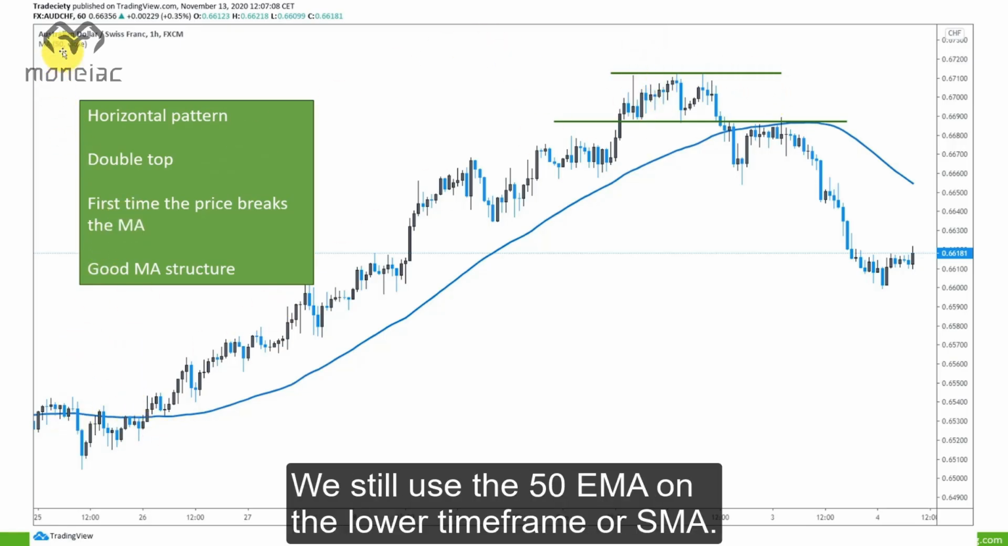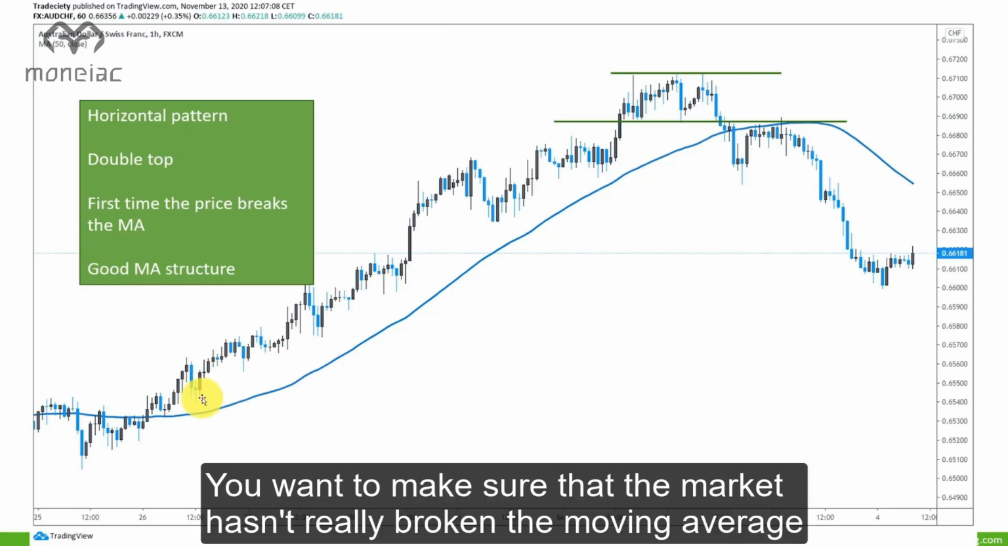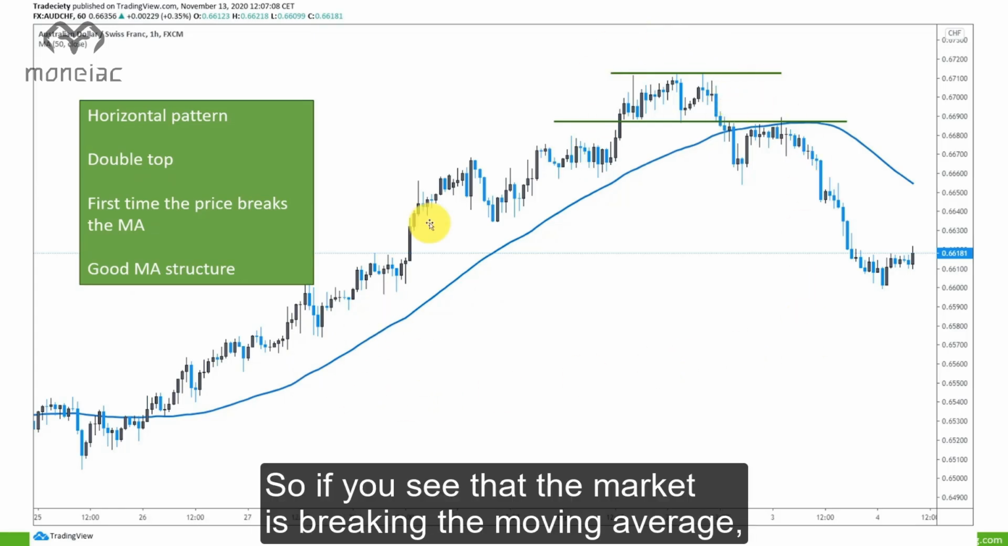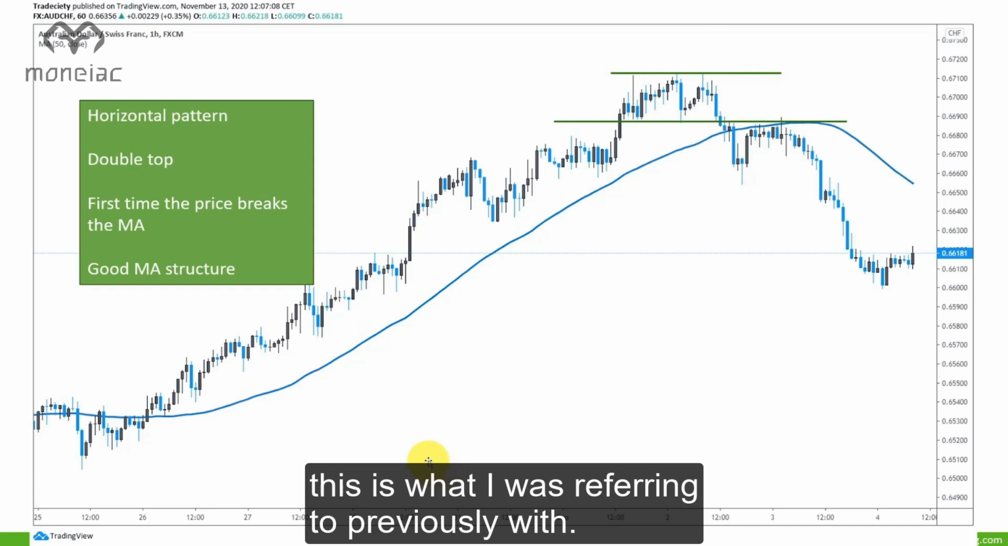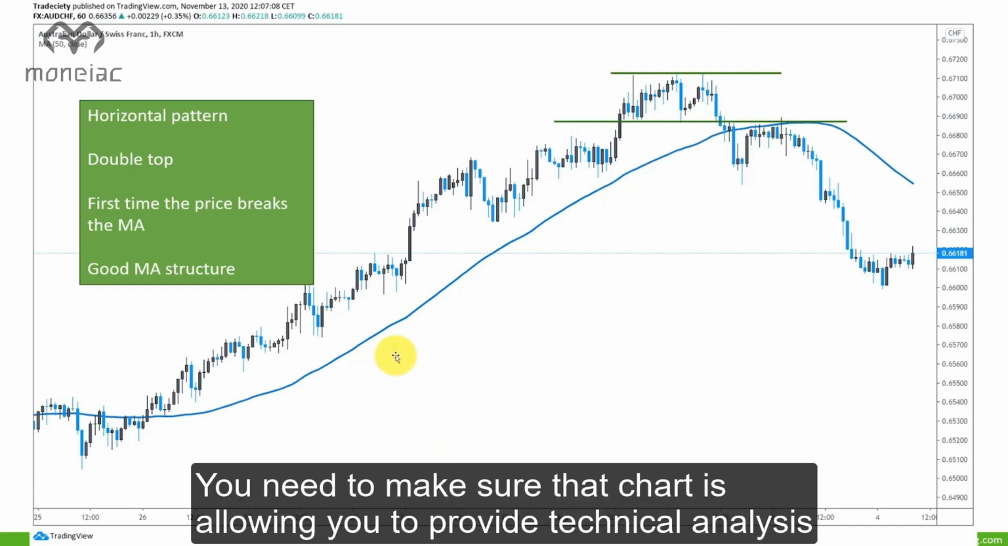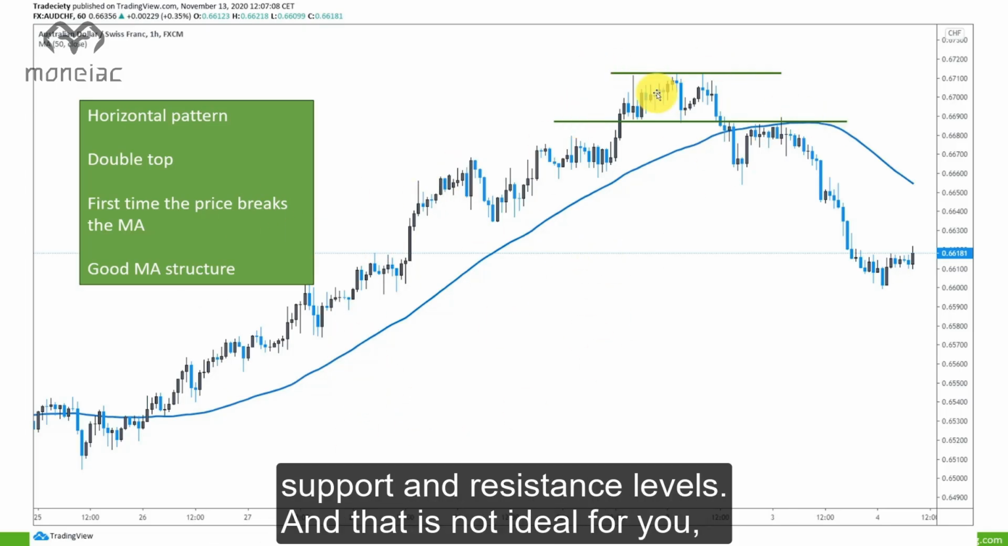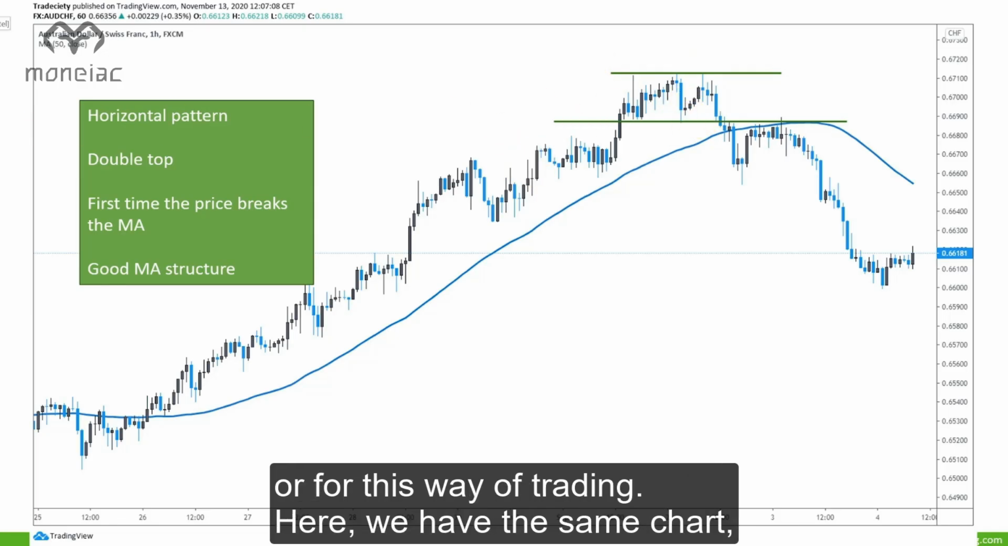Also, very important, we still use the 50 EMA on the lower time frame, or SMA. You want to make sure that the market hasn't really broken the moving average before the trend change actually comes. So if you see that the market is breaking the moving average, this is what I was referring to previously: you need to make sure the chart is allowing you to provide technical analysis tools. Sometimes the market is really all over the place and you are not able to draw support and resistance levels, and that is not ideal for you or for this way of trading.